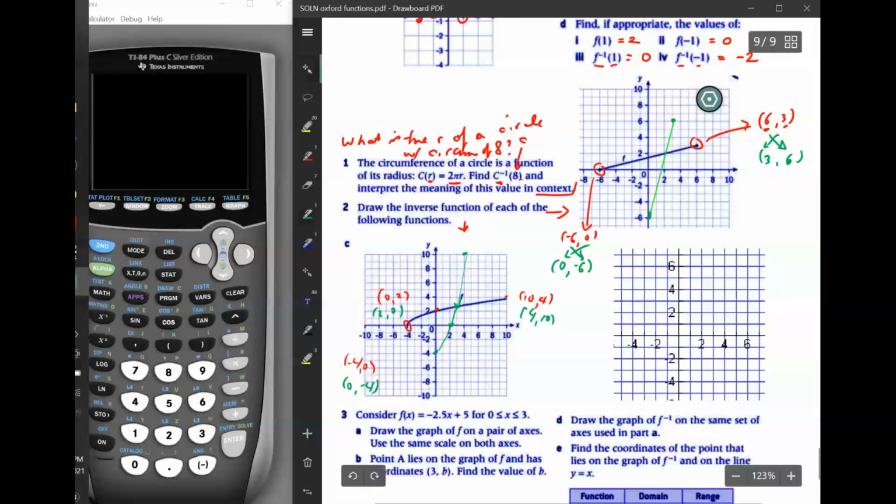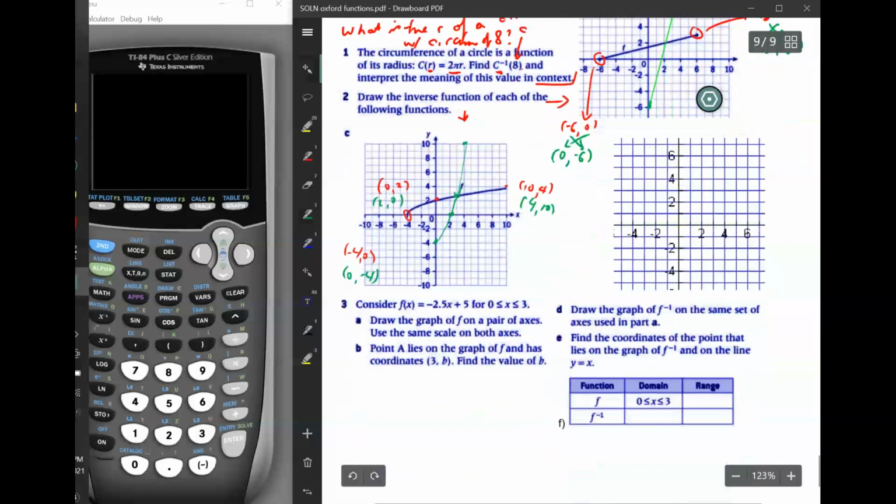Now let's go to the next problem, which is the last problem in the unit. Consider f of x equals -2.5x plus 5 for the domain 0 to 3. And it says, draw the graph of f on a pair of axes. Use the same scale on both axes. So I've provided a grid for you here.